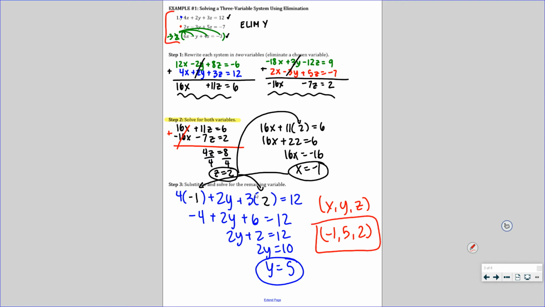Isn't that cool? You could check this just like you do with 2 variable systems. Plug it into each of the equations and it should work. Desmos does not graph in 3 variables.